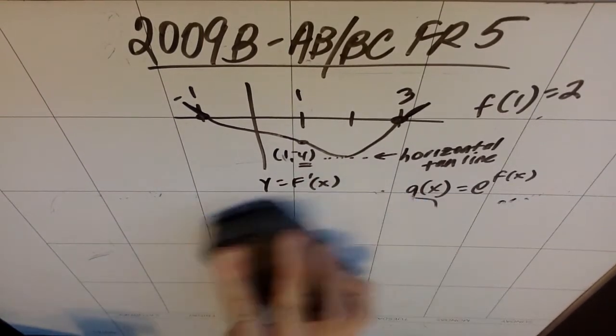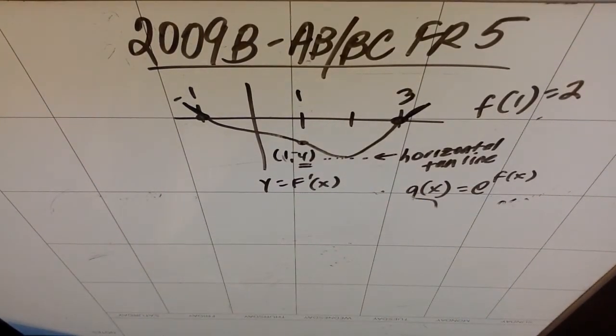Part B. For that same open window from negative 1.2 to 3.2, find all values of x at which g has a local maximum and justify your answer.